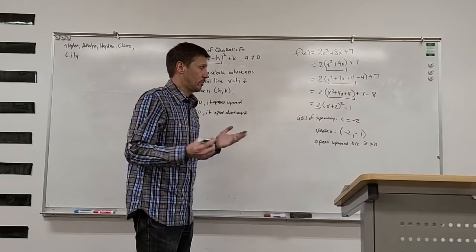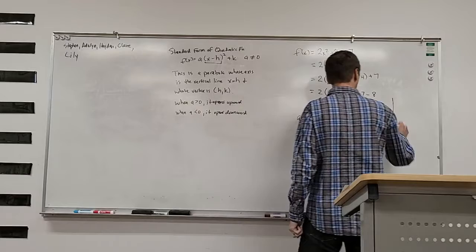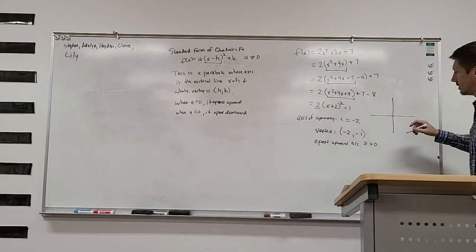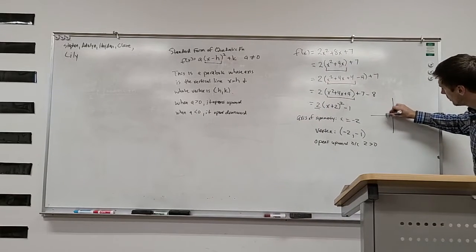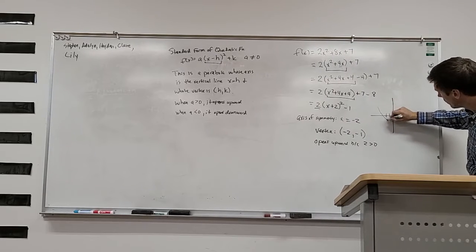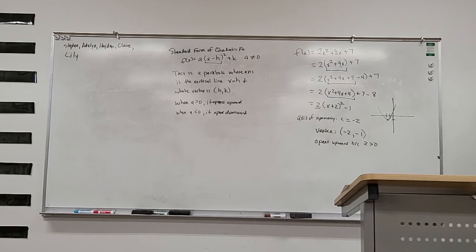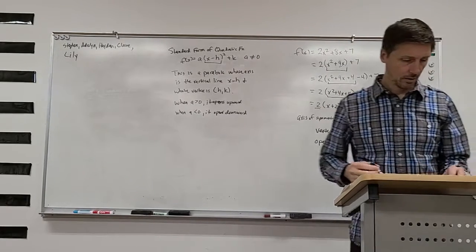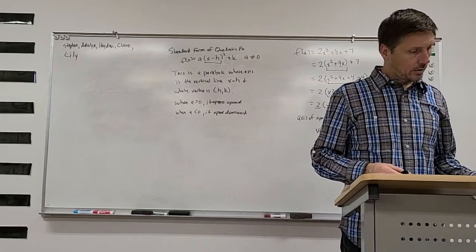And so you could throw up a quick graph of that, right? Our vertex is (-2, -1), so it's going to be down here, and it opens upwards, so it's going to look like this there. All right.